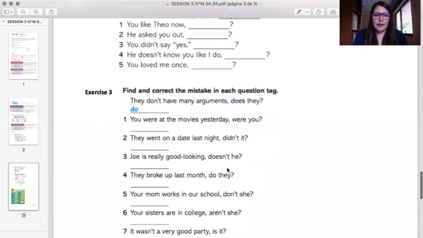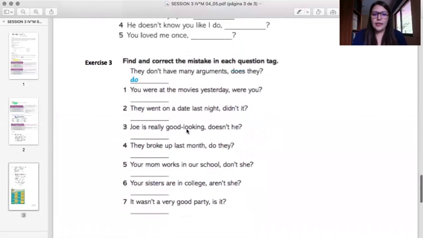In exercise number 3, you have to find the mistake and correct it. For example, they don't have many arguments, does they? Okay, I have to find the mistake. Here I have a negative statement. I have a positive question tag. Okay, that's correct. But I have they. So, do I use does? No, I have to change it for do. So, you have to do the same with the rest of the sentences.